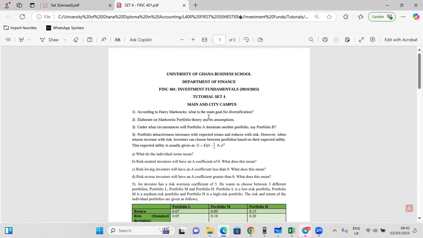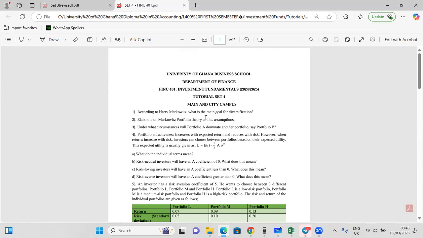All right. So the first question here is asking that, according to Harry Markowitz, what is the main goal for diversification? Right. So when we say diversification, it's more or less like having different classes of assets in one portfolio. So why will we even have different classes of assets with different risks in one portfolio? The reason is that we want to reduce risk, right? We want to reduce risk.